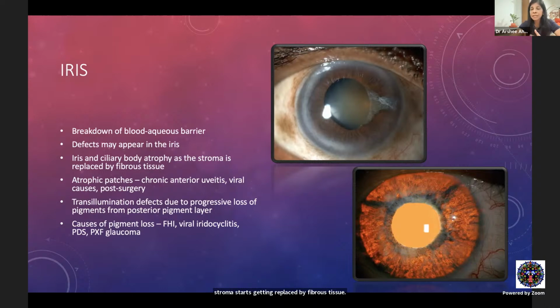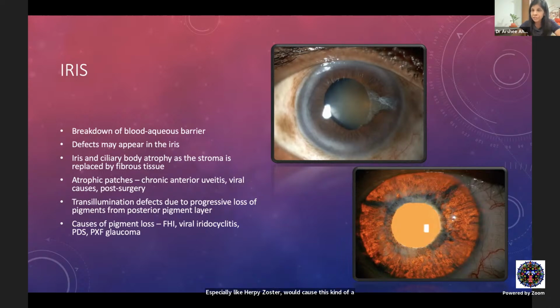Now, atrophic defects can be seen in many conditions. It could be iatrogenic, like in surgical manipulation. It can be seen in patients with chronic anterior uveitis. Viral causes, especially herpes zoster, would cause this kind of sectoral atrophy.